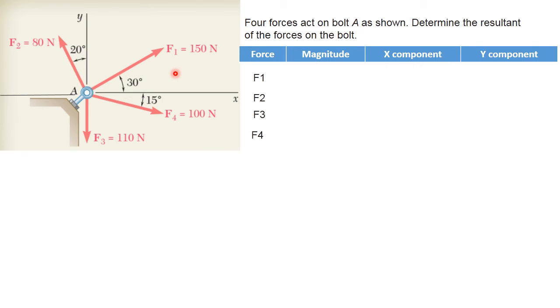F1, F2, F3 and F4, these are the 4 forces. Then write down the magnitudes of these forces: 150, 80, 110 and 10 Newton. Now go one by one to find the component, direction and magnitude of the respective force. First, 150 Newton. So what are the components?